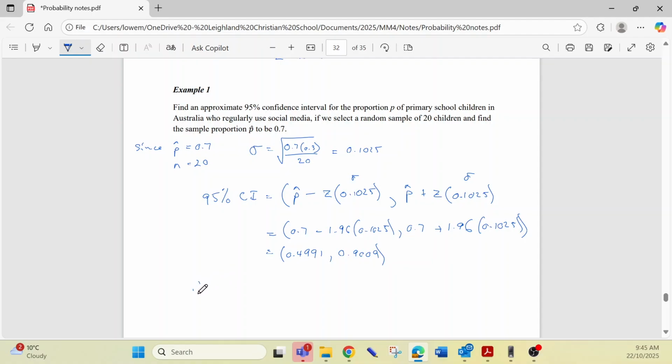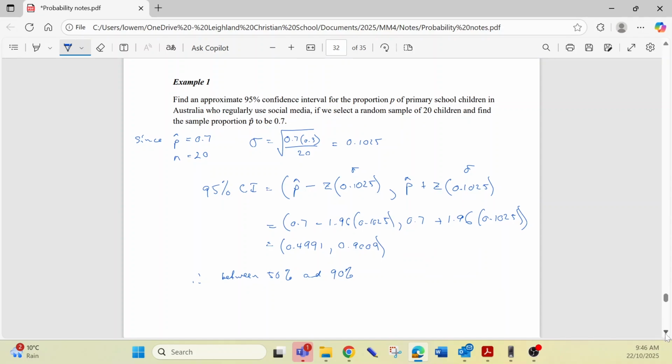So our 95% confidence interval is between 50% and 90%. What does that mean? Basically, we're 95% confident that P, the proportion of primary school children who regularly use social media, is somewhere between 50% and 90%. That's a pretty broad range, but the reason it's so broad is because our sample size is only small.